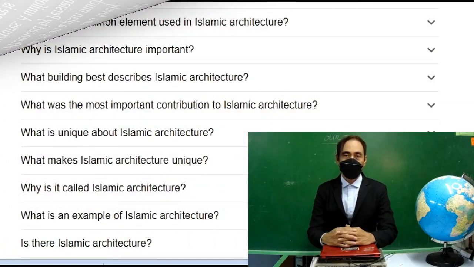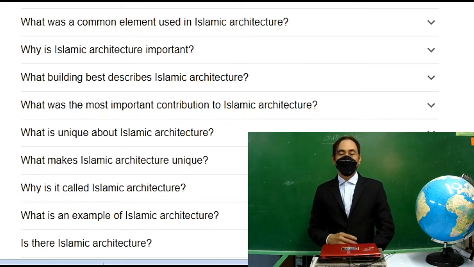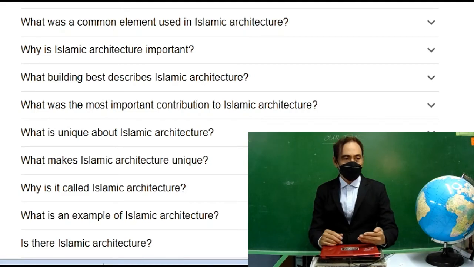Alright class, here are the questions for you to answer on a bond paper, short size, and your answer sheet will be sent to our Google email in the form of JPEG or soft copy. Hand it in to our Google Classroom. So here is the number one question. Why is Islamic architecture important?